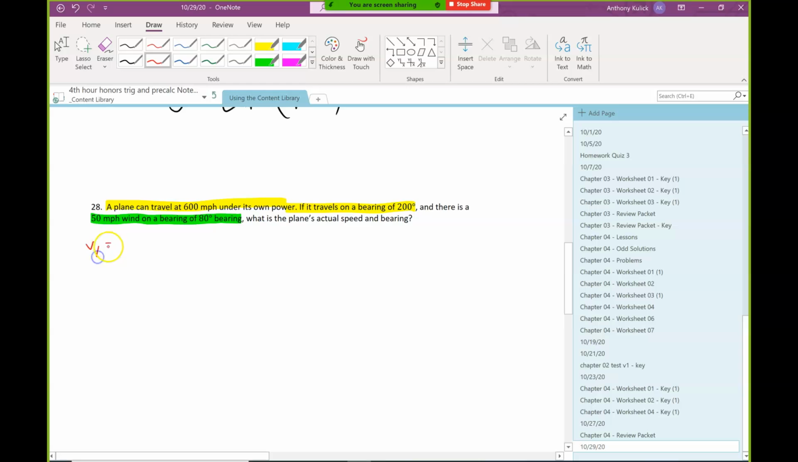So for vector 1, we have 600 miles per hour as our magnitude, and our direction is 200 degrees. So 90, 90, and then 20 more gives our bearing. So to convert that into an angle of rotation, 90, 90, and 70 more is 250.